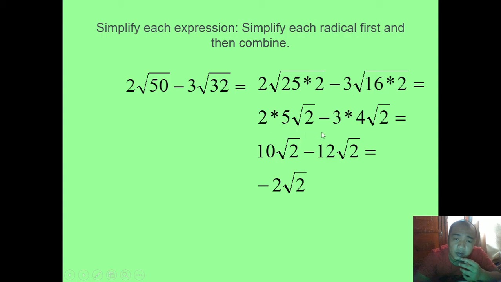2 times 5, 10 square root of 2 minus 3 times 4, 12 square root of 2. So they have become like radicals now. By simplifying square root of 50 and square root of 32, naging like radicals na sila. 10 square root of 2 minus 12 square root of 2, same radicand, same index. So we can now subtract 10 and 12. 10 minus 12 is negative 2 square root of 2. Final answer.